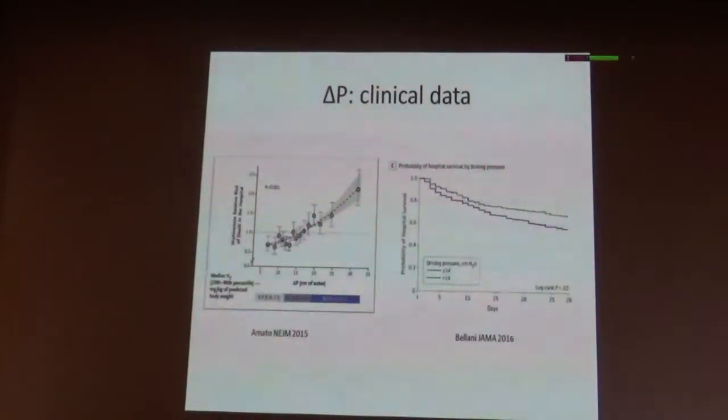You all have seen this curve, where driving pressure above 14, 15 centimeters of water is associated with a significant increase in mortality. We also found the same data in real life. In an observational study, the LUNG SAFE study, you see a clear separation in the survival curve for patients ventilated with driving pressure above or below 14. So very important, relevant information.